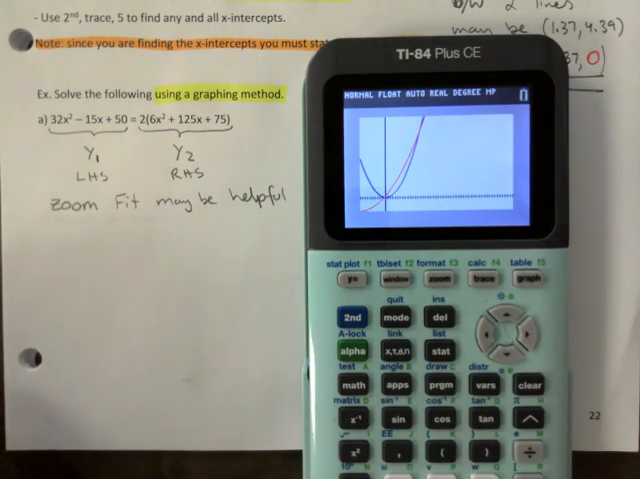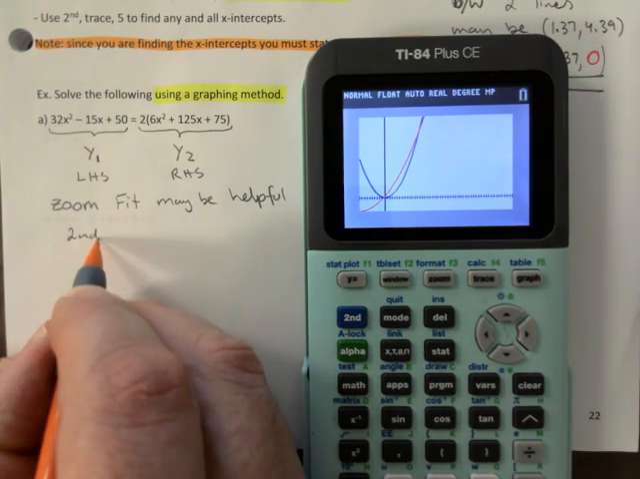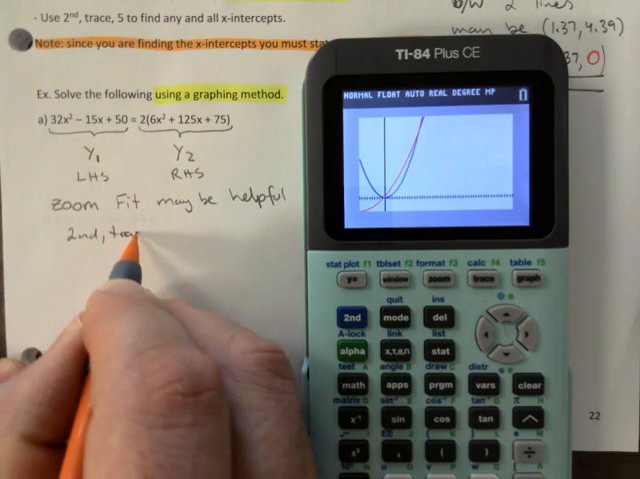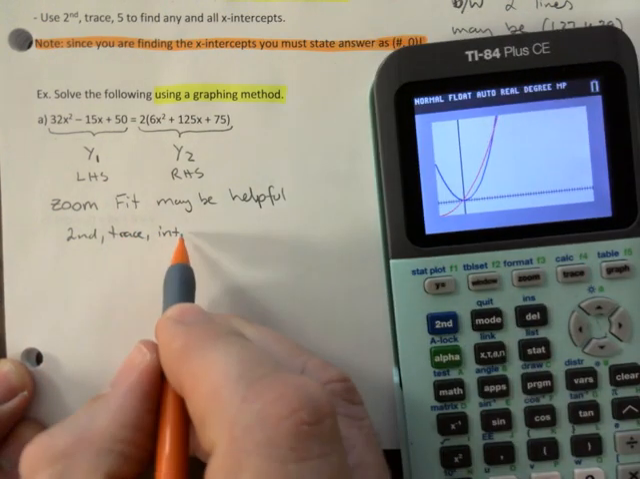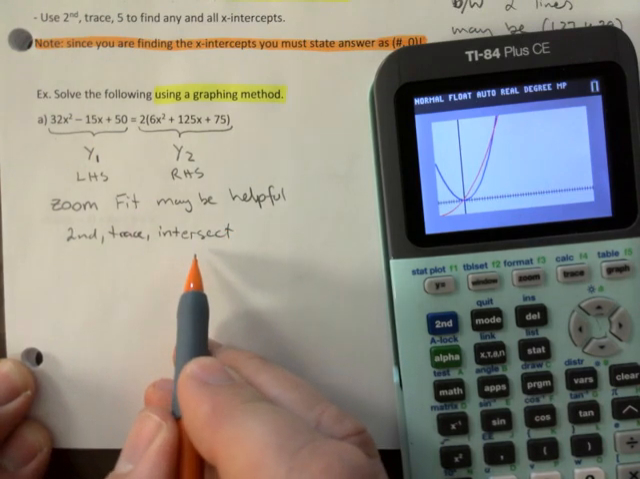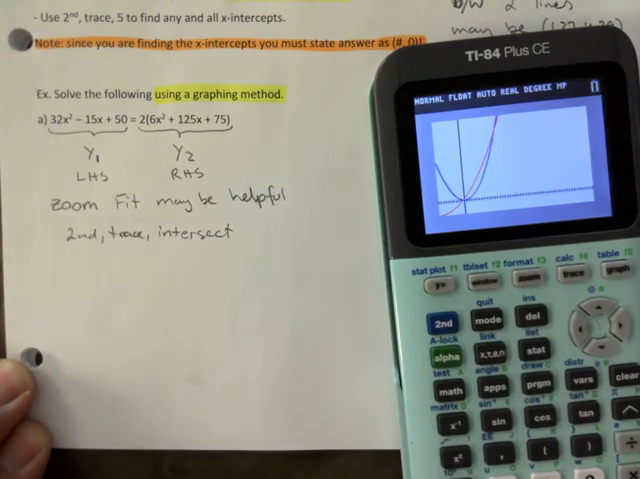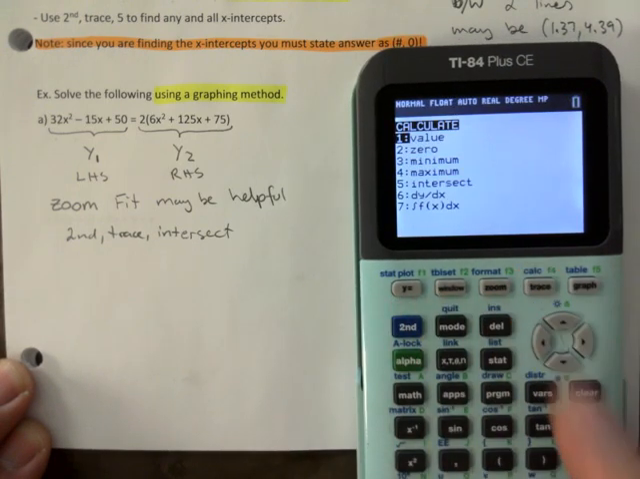This is good enough. So let's go ahead and press second trace. You need to show me this at the very minimum, right? And intersect is option number 5. That's why my notes show second trace 5. So let's press second trace 5.